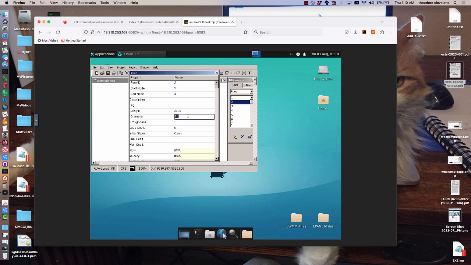10 inches is going to be 250 millimeters. Wait, is that right? 250, yeah. Should be about right. Roughness, I think we'll leave it be for the time being. Constant.